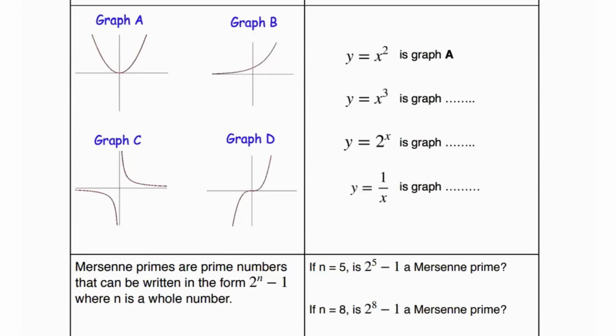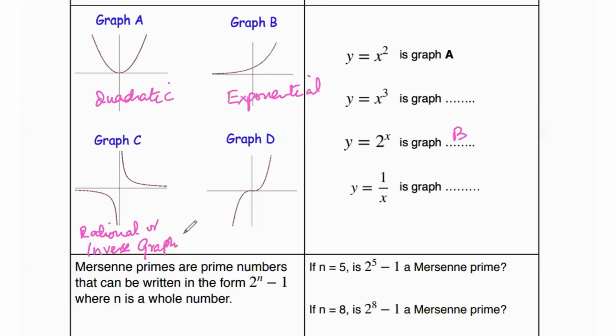Next question says, we have 4 different graphs and they want us to match the graph with the equations. They've already done the first one, y equals x squared, which is a quadratic graph, is graph A. Graph B is your exponential graph. So that means it's going to be y equals 2 to the power of x. Graph C is your rational or inverse graph.